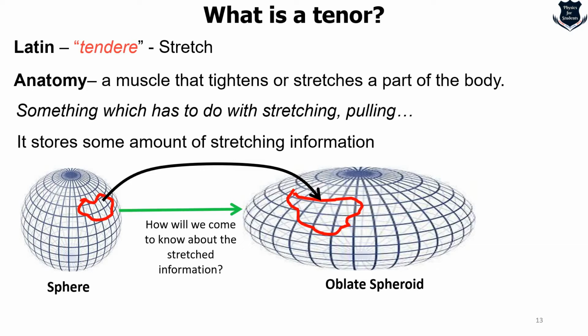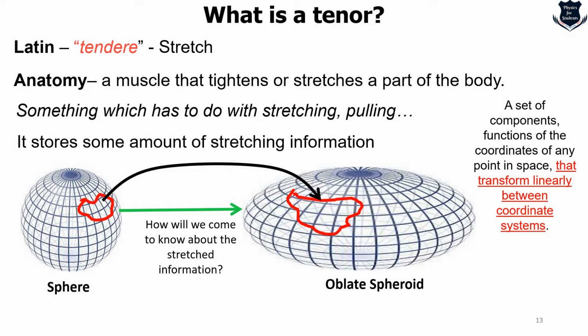So we need a mathematical tool in order to know how we can denote those stretched information. We can say that it is a set of components of the coordinates of any point that transform linearly between coordinate systems. If it were non-linear, it would have been a problem. So things which transform linearly from one part to another become easier.